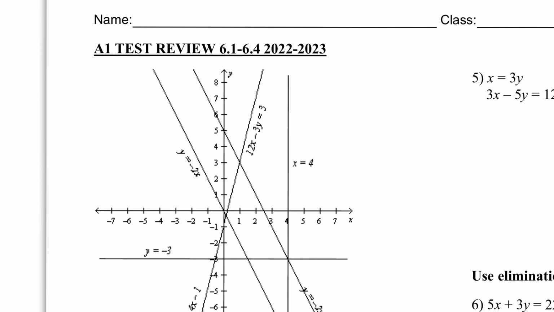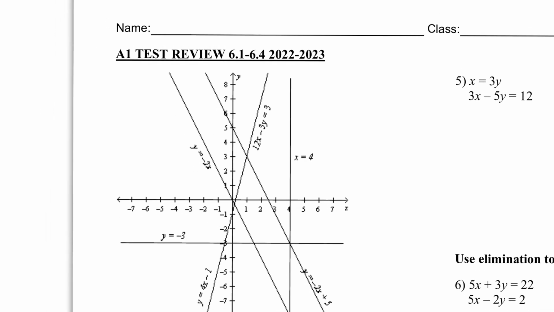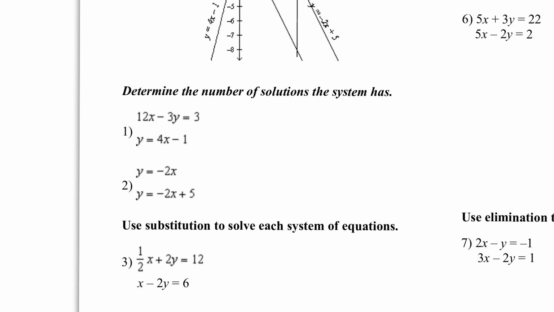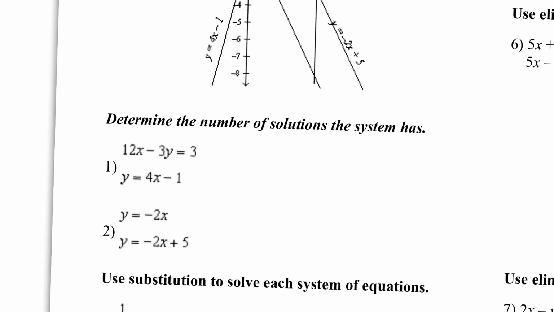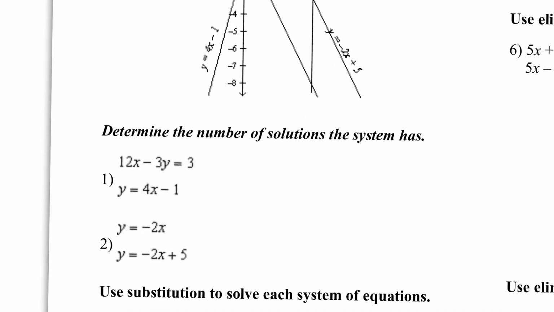It is section 6.1 to 6.4. So this is for Algebra 1 and it is about systems of equations. So let's go to question number 1. In question 1, you want to determine the number of solutions the system has. And remember that a system is when you have two equations and they have the same variables.